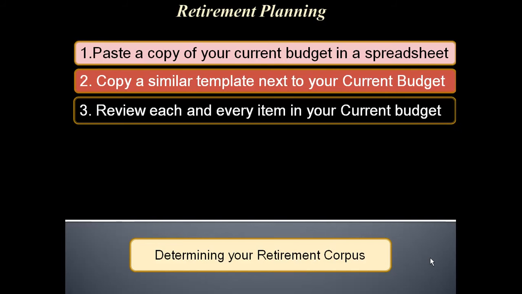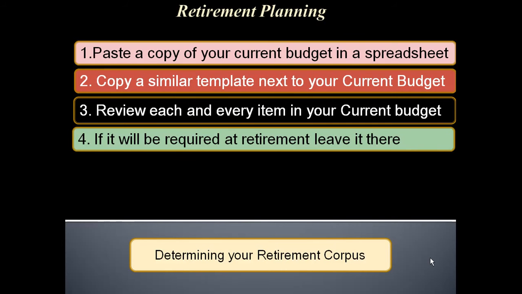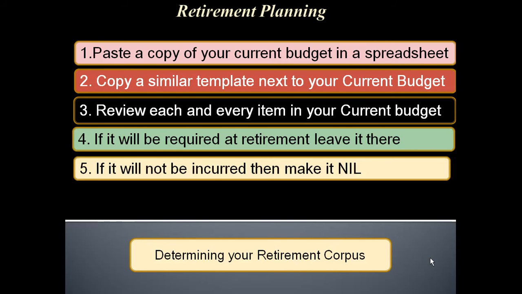Next, you have to review each and every line item in your original budget and then pause, ponder, and decide if that expense will continue into your retirement. If you think it will continue, then simply leave the figure in your retirement budget and go to the next item. If the expenses will not be there after your retirement, then in your retirement budget make that nil.